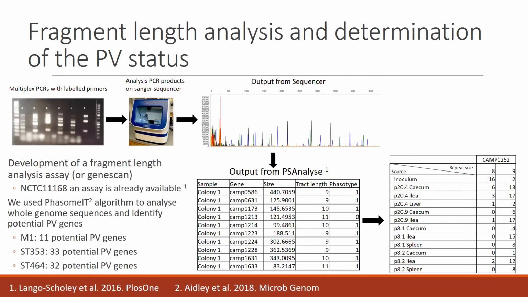In terms of phase variation, the first thing we have to do is to identify the phase variable genes, because for 11168 it was already known and we already have an assay to test them. But for M1 and for the ST353 and 464 isolates, we didn't have any, so we analyzed them with Phasomate to identify the phase variable genes, and we saw that there were between 11 and 33 genes. Afterwards we performed fragment length analysis, which allows us to amplify the fragment containing the poly-G tract, and based on the size of the fragment, you can predict the repeat size using peak analysis, and then determine the distribution in the population of each repeat size tract.